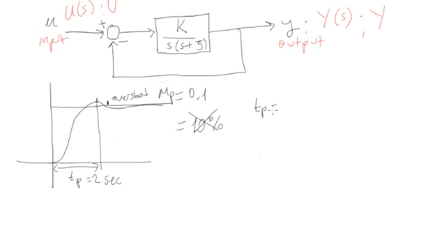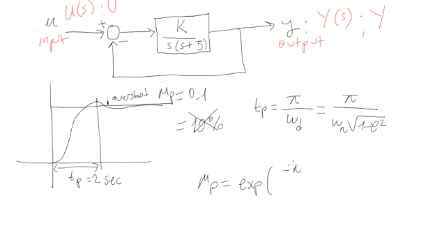Tp is given as pi over omega d, where omega d is the damped frequency. So we can write it more explicitly with the natural frequency: pi over omega n times the square root of 1 minus the damping ratio squared. This term is reflecting the damping ratio. Similarly, we have the formula for the overshoot. That is the exponential function with, in the numerator, minus pi times the damping ratio over the square root of 1 minus the damping ratio squared. We want these to meet this specification.